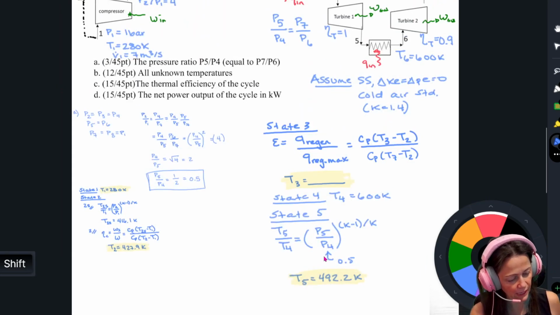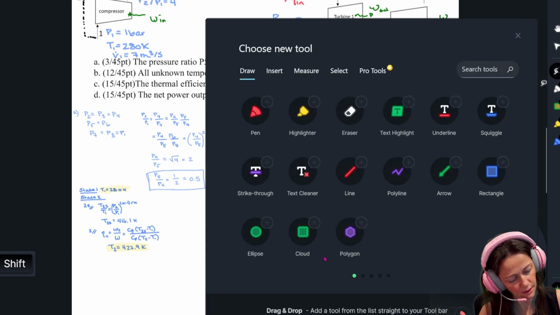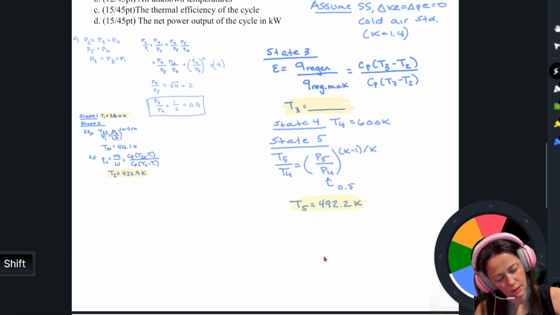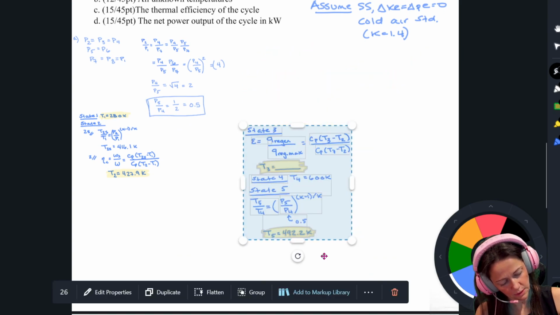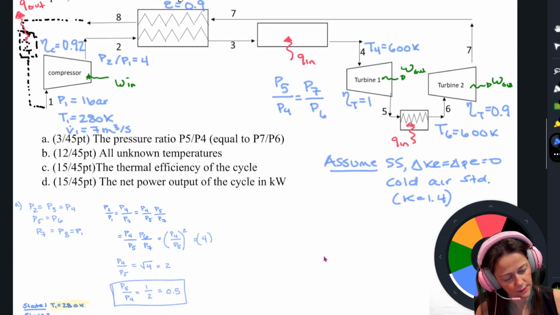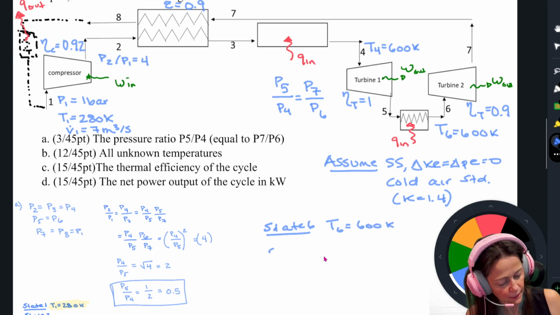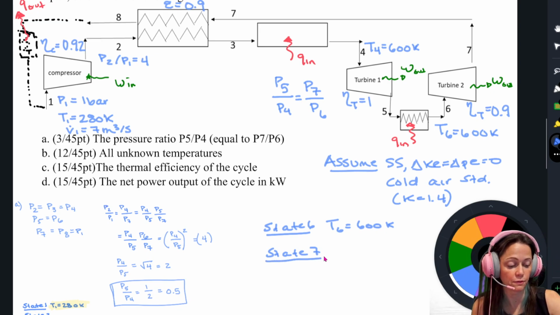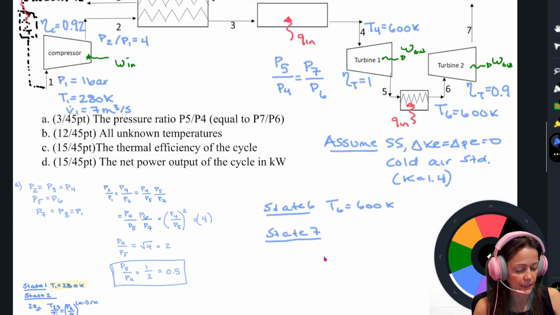All right, so that's T5. T6 was given to us, right? Let's try to keep the figure in there. Let's make this a little bit smaller. We'll bring that over here. All right, so state 6. I knew that one, so T6, 600 Kelvin. State 7. We do have an isentropic efficiency for that second turbine of 0.9, so I need to be careful about that.